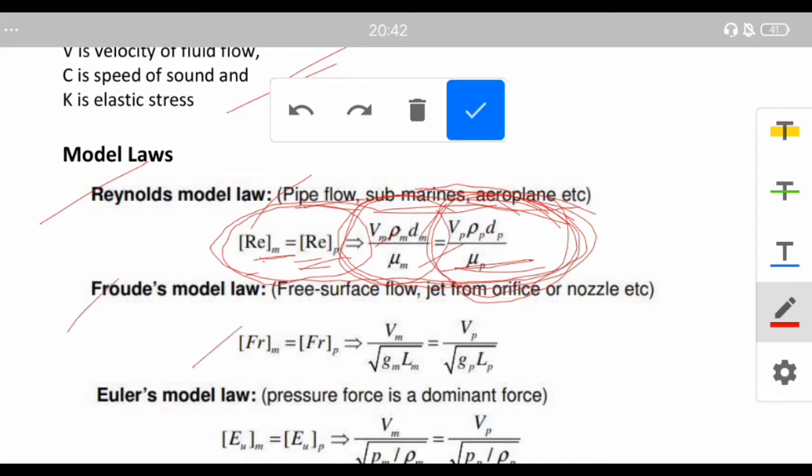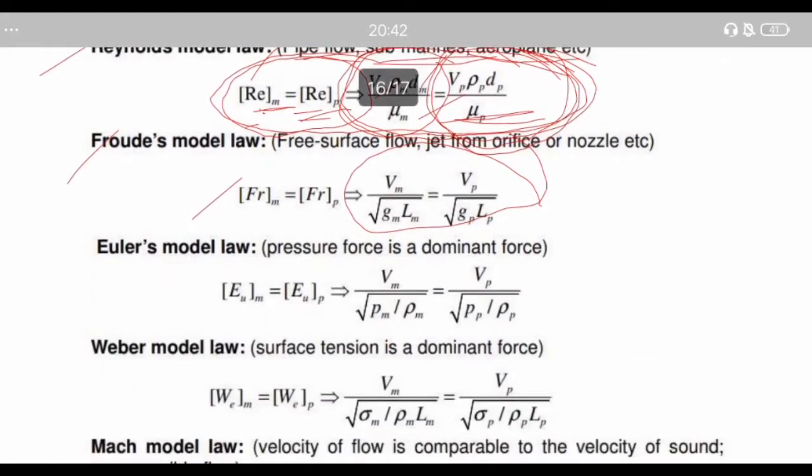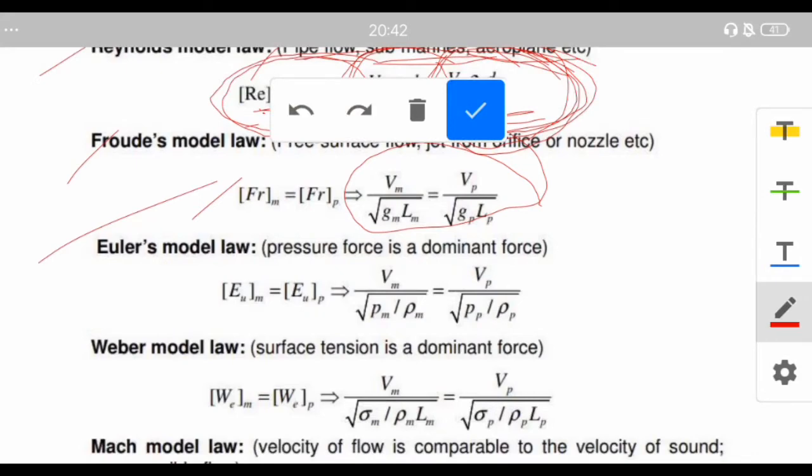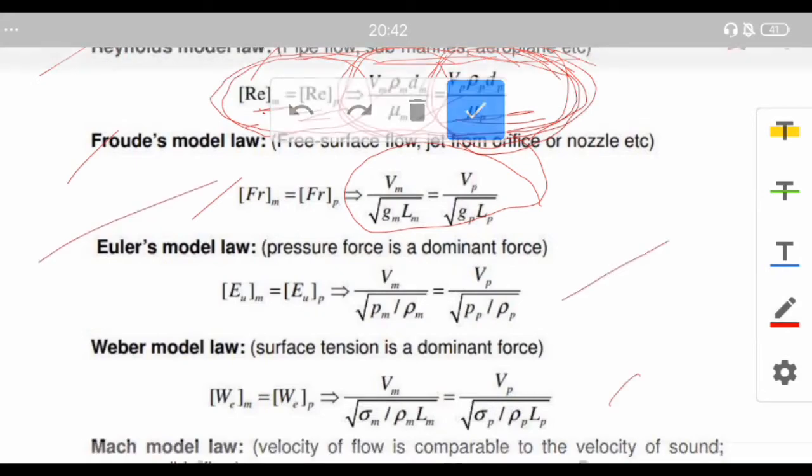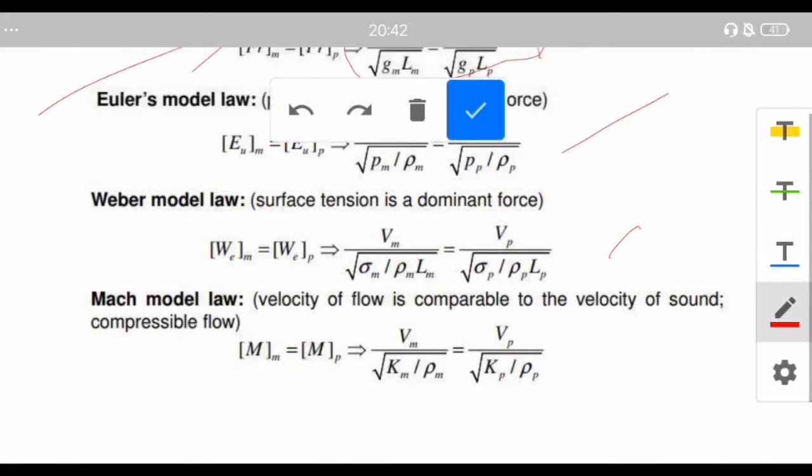Similarly, we have the Froude model law, which is somewhat like this, where V_m upon root g_m L_m is equal to V_p upon root g_p L_p, because the Froude number for both model and prototype shall be the same. Also, the Euler model law is like this, the Weber model law is like this, and the Mach model law will be like this.